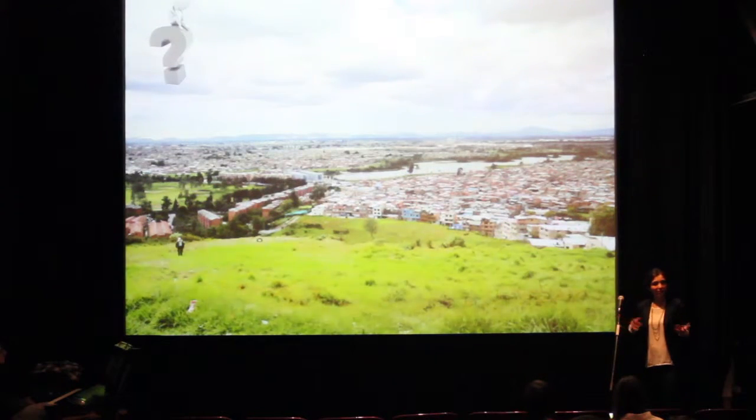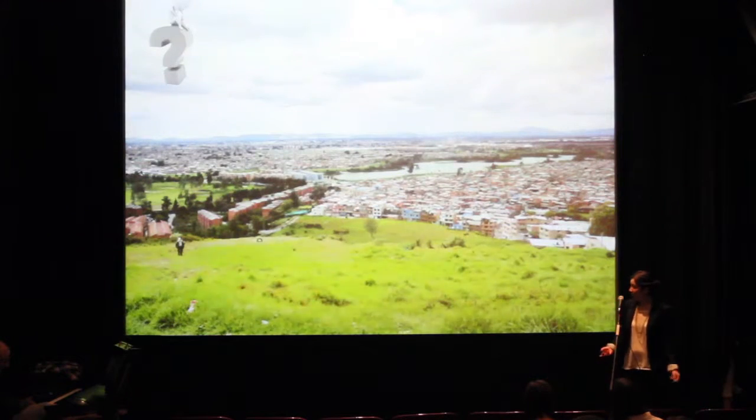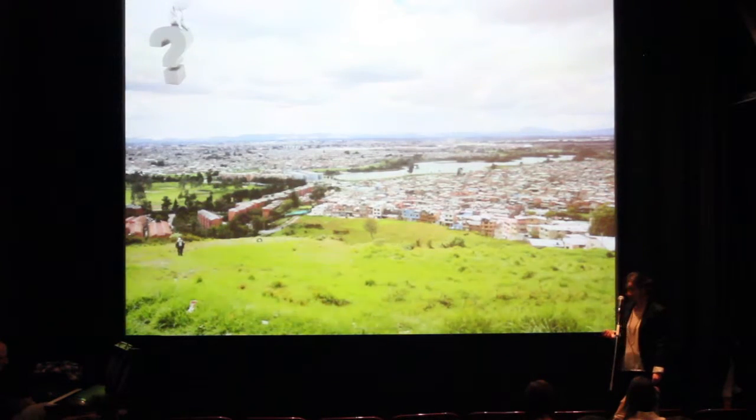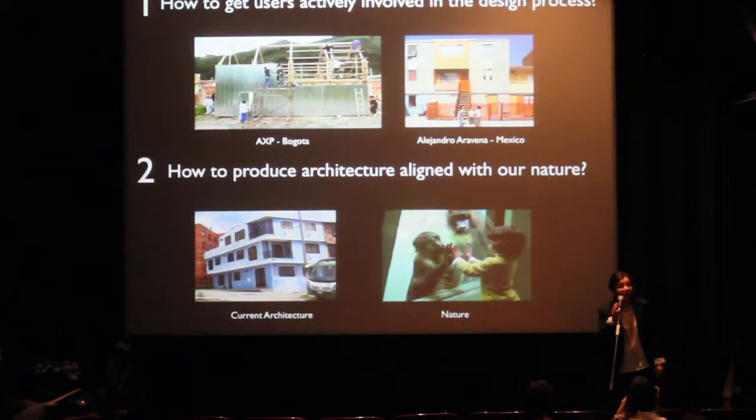Who can provide them some guidelines that help them develop a better quality of architecture? What is the role of architects in a city where people have limited economic resources? What country? Oh, I'm sorry, Colombia. Sorry. So I started this academic project with two questions.